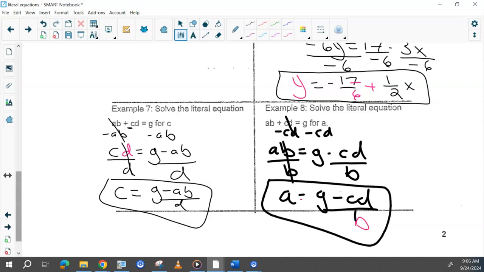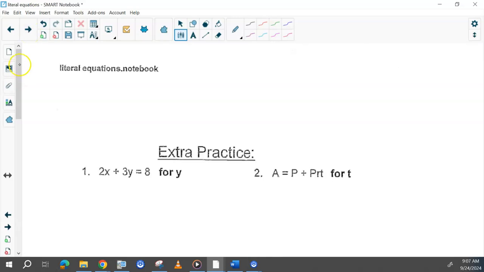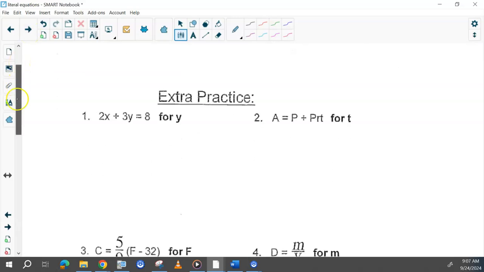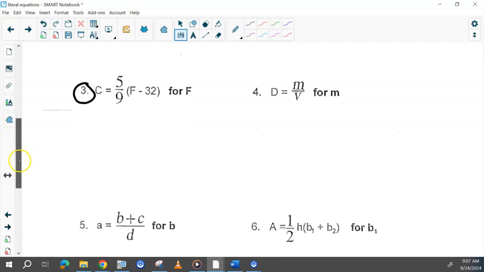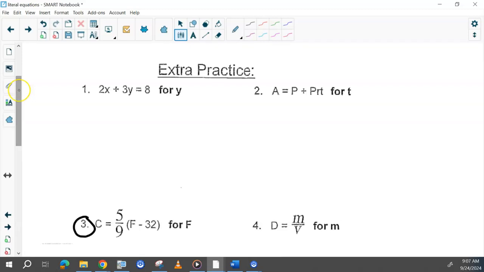You all got that as an answer? Great. Did anyone have questions about that? Okay. Go on to the next page. And I want you to find any of those you want to go over or have questions about. Or 3. Okay. 3 and 6. Can we do 5? Sure.